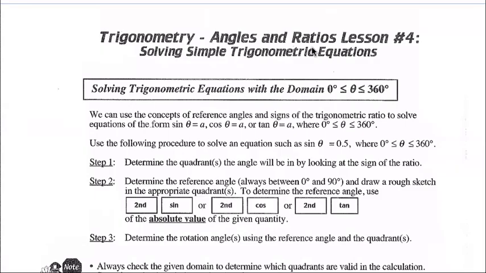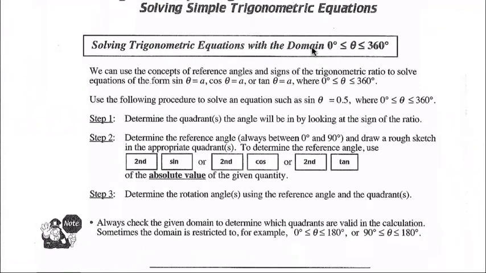Okay, welcome back, folks. Trigonometry, angles and ratios, lesson 4, solving simple trigonometric equations. So we are going to use our knowledge of the CAST rule. Remember that, or add sugar to coffee, whichever rule you're using. We're going to use that knowledge as well as the information that we know on how to solve angles to determine where possible reference and or rotation angles could be.